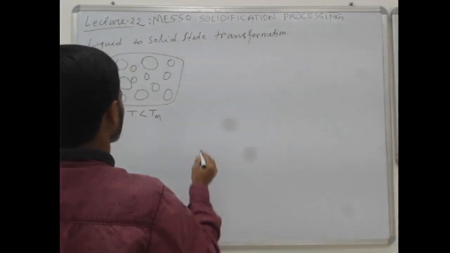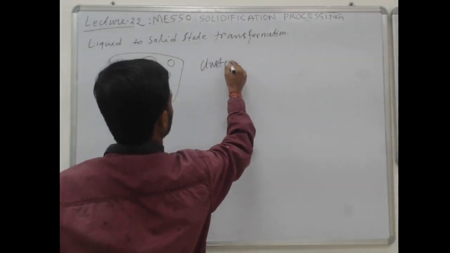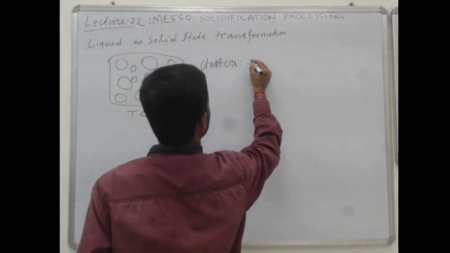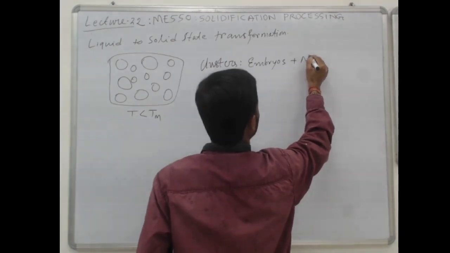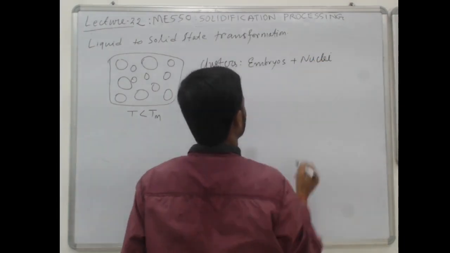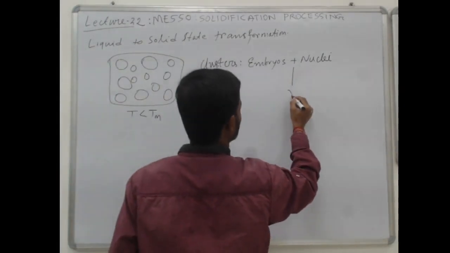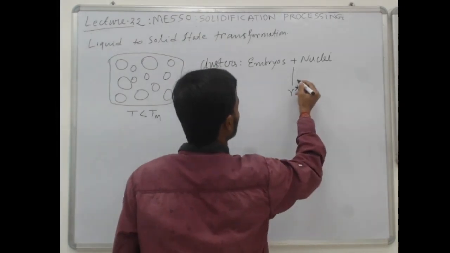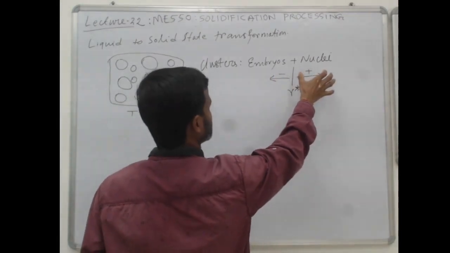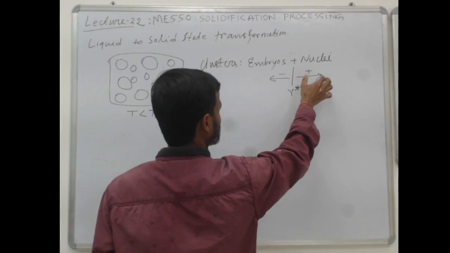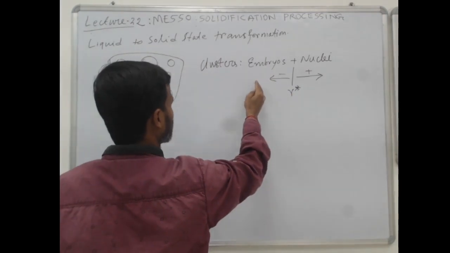So out of these clusters, so clusters are basically a collection of embryos and nuclei. So embryos are those clusters. There is a critical size, R star. We have discussed this thing. So the clusters which have size greater than the critical size are called nuclei, and the clusters which have size smaller than the critical size are called embryos.